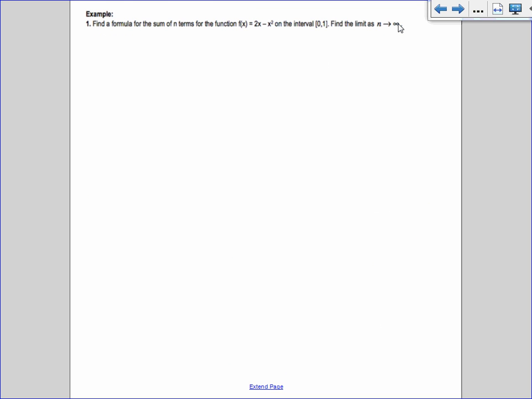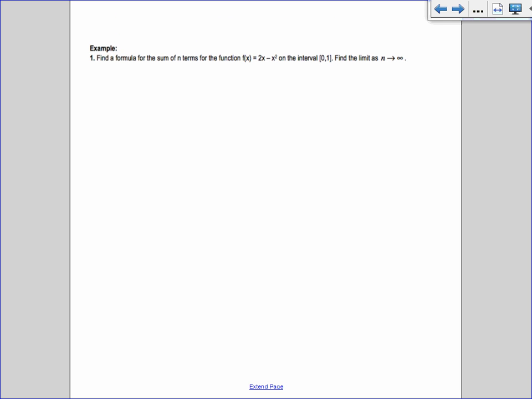All right, so let's try some more. So it says find a formula for the sum of n terms for the function f of x equals 2x minus x squared on the interval 0 to 1. Find the limit as n goes to infinity. I think this might be one that I gave you on your homework too. It's not good. Okay, so anyway. So we're going to have 2x minus x squared on the interval 0 to 1.